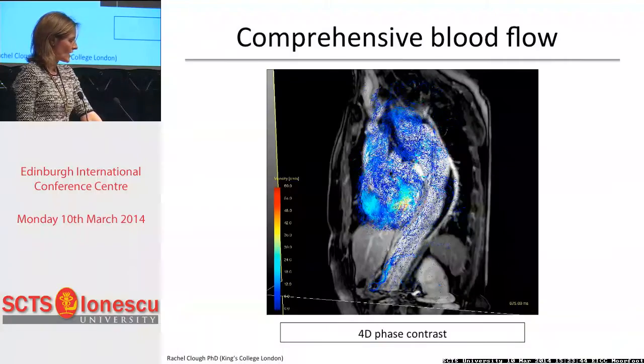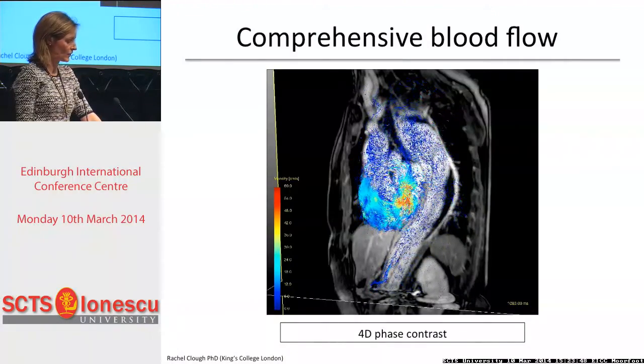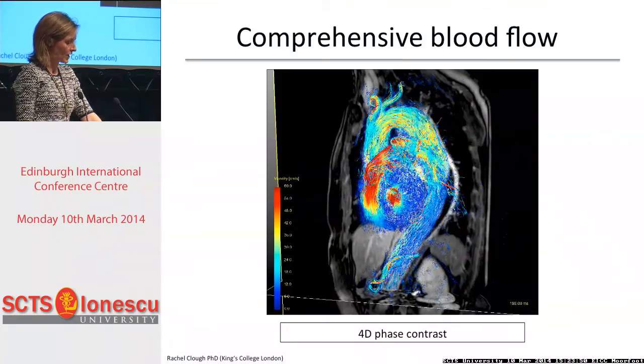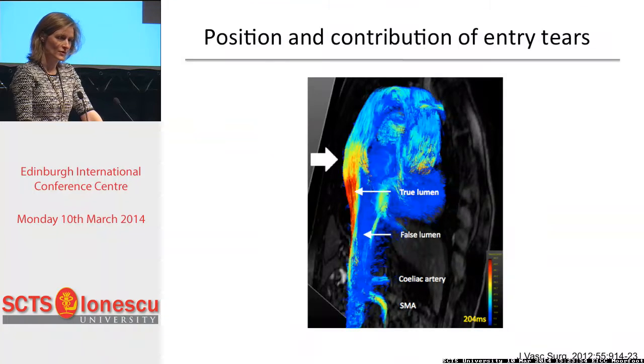It's also possible to acquire 4-dimensional phase contrast images. So in this image, the colours are related to the velocity of the blood flow, where red is high velocity and blue is low velocity. We can also use these type of images to look for the position and the contribution of the entry tears to both true and the false lumen.